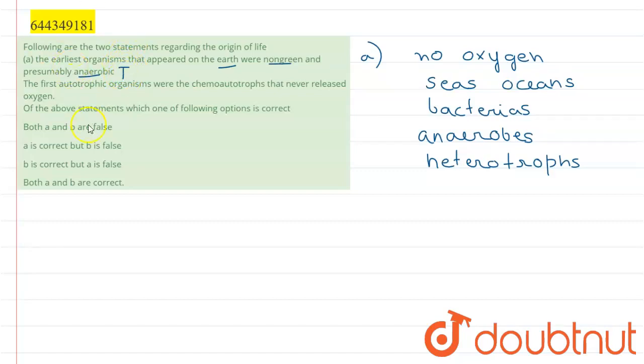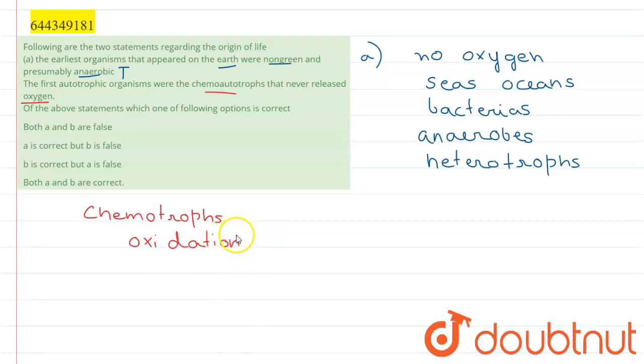The second statement given is: the first autotrophic organisms were the chemoautotrophs that never released oxygen. The chemotrophs are a kind of organisms that obtain energy by oxidation of electron donors in their environment. There are electron donors which give them energy. They oxidize these electron donors, so by the oxidation they get energy.